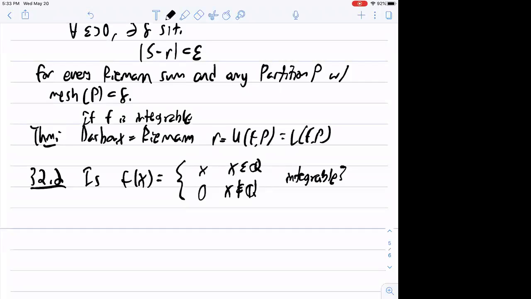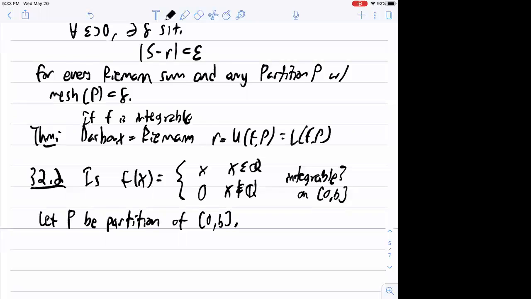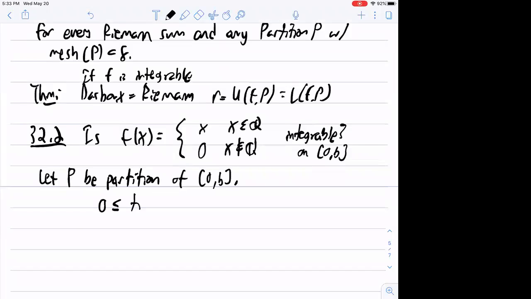So let's try to calculate L of f. Let P be a partition on 0 to B. Sorry, I needed to give you an interval. So let P be a partition of 0 to B. So again, 0 equals t0 less than t1 less than t2 less than tn equals B. What can you tell me about the lower sum, like the lower Darboux sum?